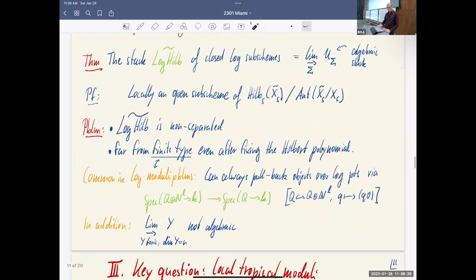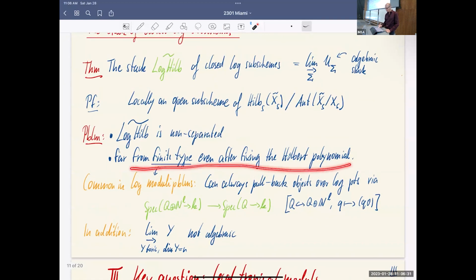Okay, so it's not separated. It's far from finite type, even after you fix the Hilbert polynomial, and that is common in log moduli problems, like for stable log maps, because you can always pull back by a morphism, let's say of log points. You have something over spec K, you just pull it back to a bigger log point, one with a bigger monoid. So you can always put on some factors of n to L, for example. So it's just not finite type.